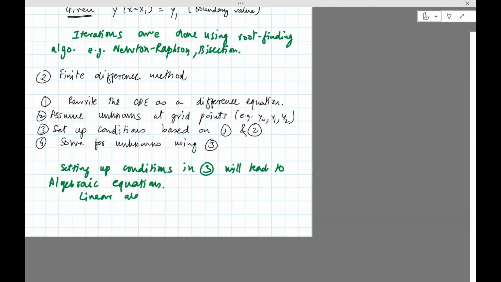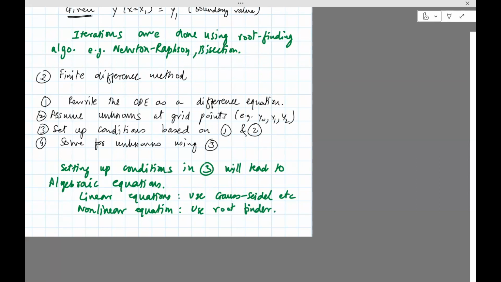So in this case, linear equations, then use Gauss-Seidel, etc. If non-linear, you have to use a fancier root finder, so they may get pretty complicated.